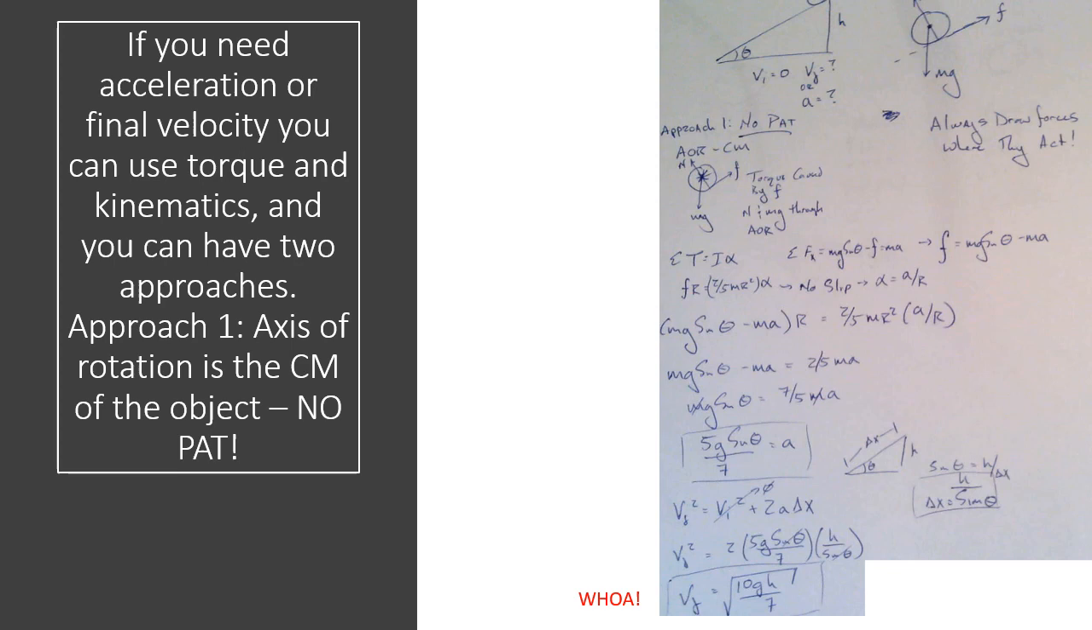So again, before I get into this, I just want to remind us that this is approach number 1 of the 2 different ways that we can do this, and that is that the axis of rotation is going to be around the center of mass. So if it's around the center of mass, that means the moment of inertia is going to be whatever the derived moment of inertia is for a solid sphere about its center of mass. And that means we're not going to use parallel axis theorem.